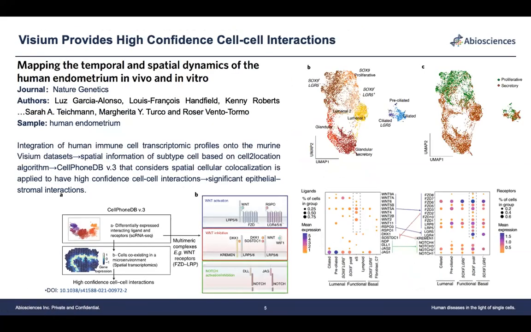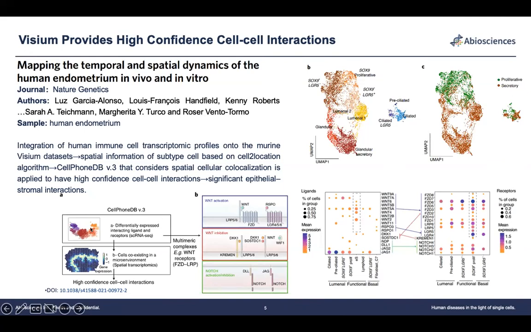Furthermore, in the paper that I'm showing here, they actually used the VCN data to provide high confidence cell-cell interaction. This is a paper done by a large collaborative group, including Sarah Tachman, Margarita Turco, and Rosa Bento Tolman. They analyzed the human endometrium in a very extensive way. They traced multiple time points through the menstrual cycle, and they found many different types of cells through this single cell analysis.